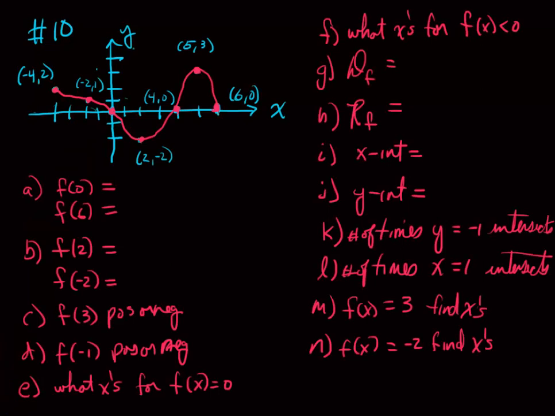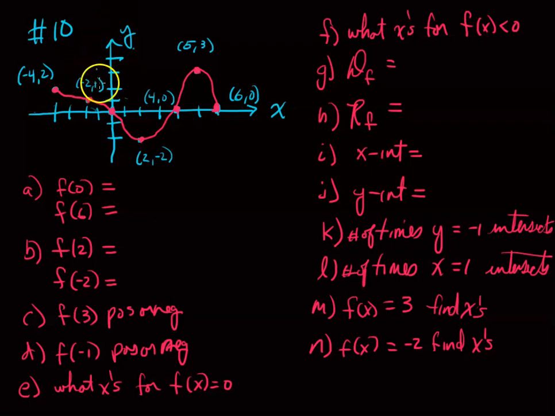Wow. There's a bunch of stuff to do on page 227, number 10. Use the given graph of f to answer parts A through N. Let me take a short break and draw it for us. So this is problem number 10. It gives you the graph, and it asks the questions A through N.